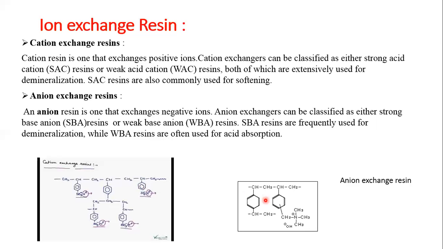So if you see the structure of the polymeric compound, we have the H plus in the loose form, which can easily exchange the other cations present in the water sample. While in this anion exchange resin, you see this OH minus is in the loose form in this polymeric gel structure, which can easily exchange the other anions present in the water sample. And finally, this H plus and OH minus get combined, and we get the water molecule.